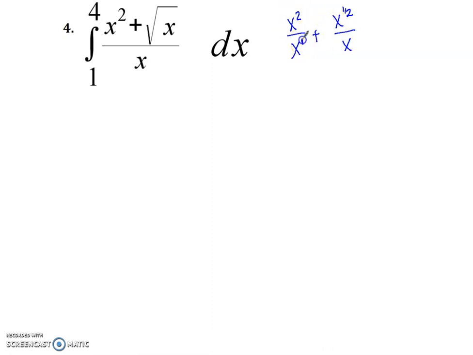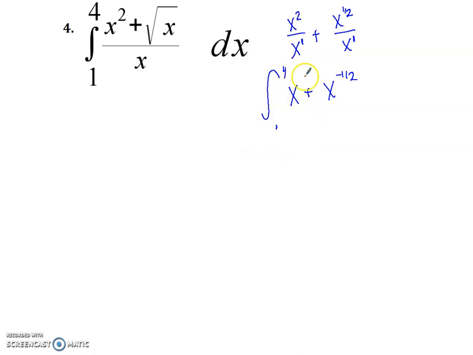Then to simplify, when you're dividing, remember we are going to subtract these exponents and we want to bring everything up, because just like we don't want to do the derivative when there's an x on the bottom, we don't want to do the antiderivative with an x on the bottom. Here we have 2 minus 1, so that's just going to be x to the first. Here I have 1/2 minus 1, so that's going to be x to the negative 1/2. Now I can go ahead and do the antiderivative.